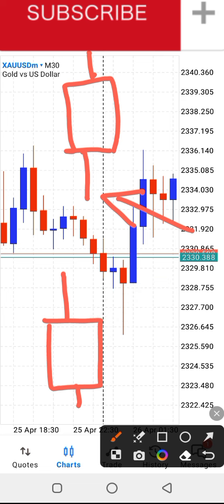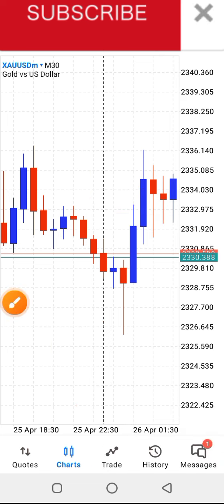So the theory is that if a candle flips and becomes bullish, it's going to close bullish. If a candle flips and becomes bearish, it's going to close bearish. Knowing that helps you to apply this strategy. So let's get into the strategy. This is what it's about.